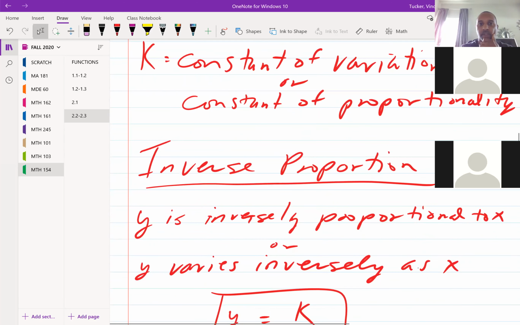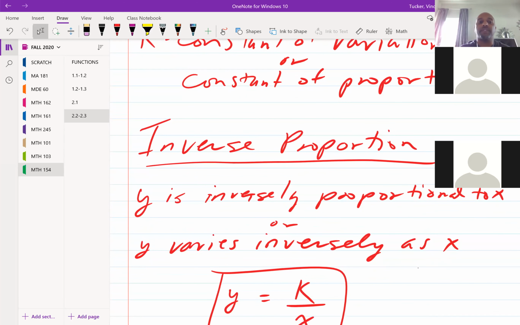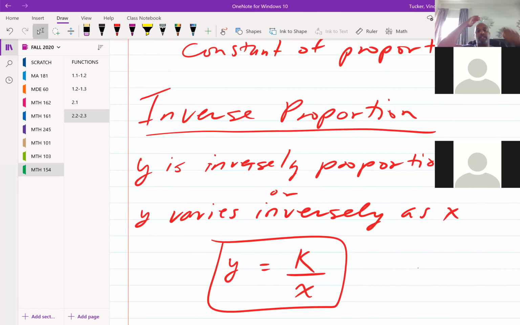All right. Inverse proportion. Key phrasing here is y is inversely proportional to x, or y varies inversely as x. And so instead of y equal to k times x, we'll do y equal to k over x.